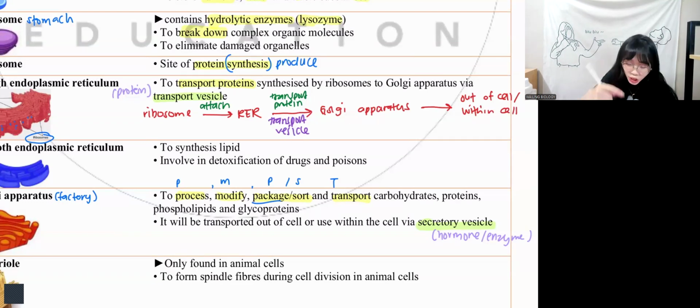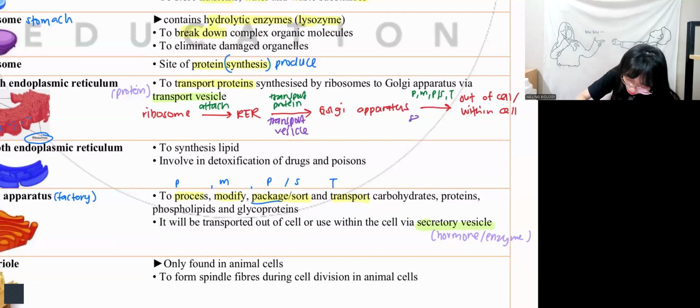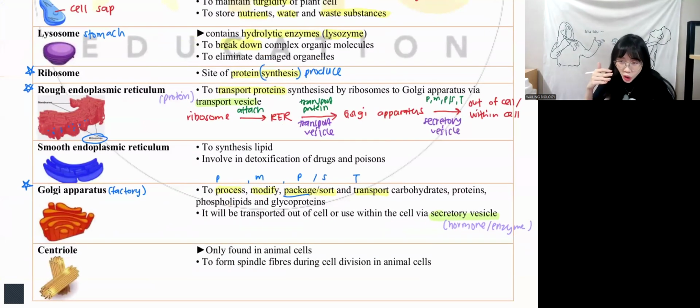Okay, I'm going to write the short form on top. PMPST, okay? PMPST by using a vesicle. The vesicle is called secretory vesicle. So whenever they ask about the relationship, always remember, just write down the function. What is the function of ribosome, rough ER, Golgi apparatus? Okay, so this is the sequence of it.